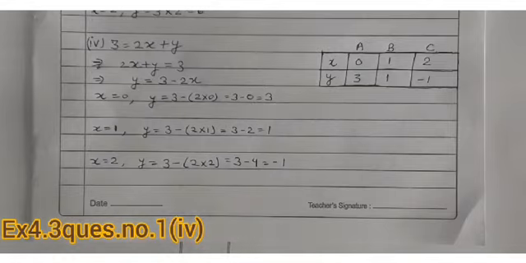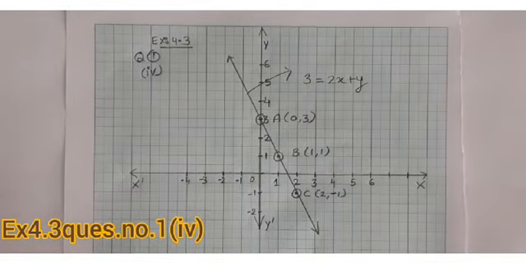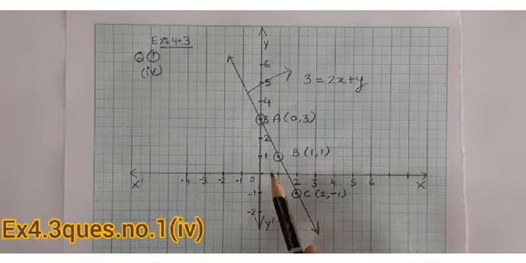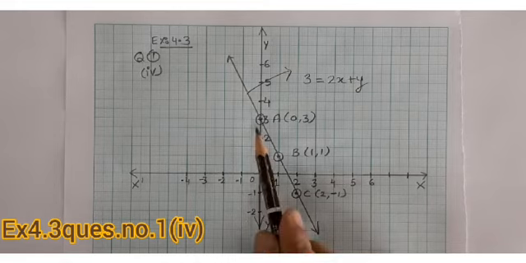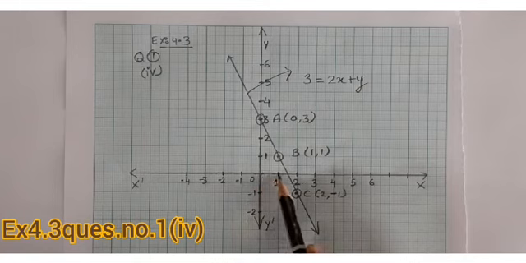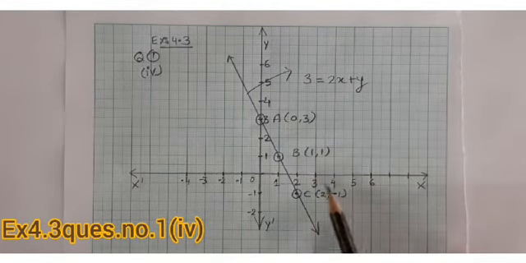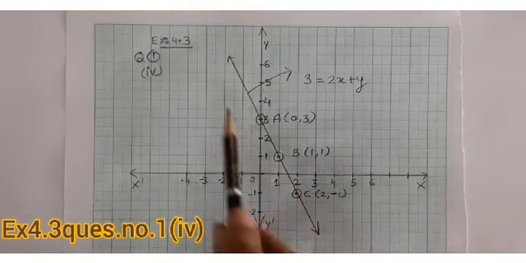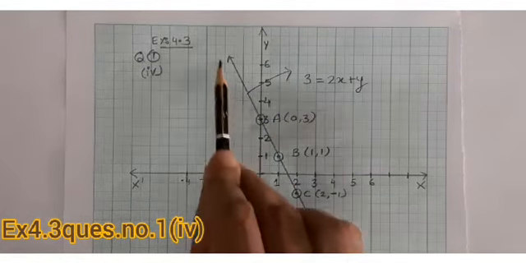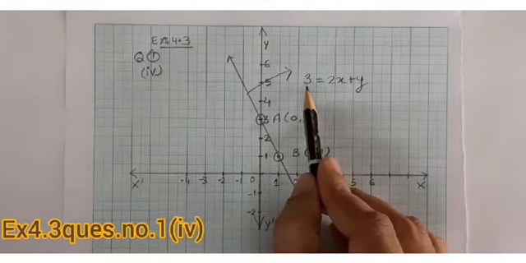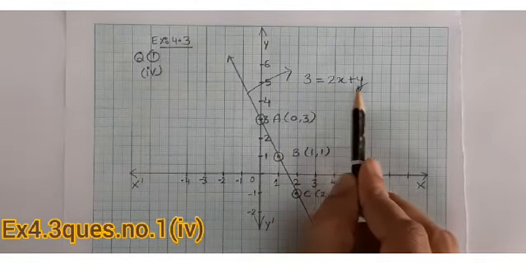Now you have to plot these points, which I have already plotted here. See, point A is 0 comma 3. Here is 0, here is 3, so A will be 0 comma 3. B is 1 comma 1, 1 on the x-axis and 1 on the y-axis. And C is 2 comma minus 1. Then mention A, B and C properly. Then join A, B, C with the help of a scale and you will get this line. The equation of this line is 3 is equal to 2x plus y.